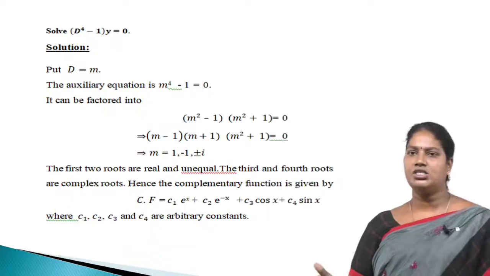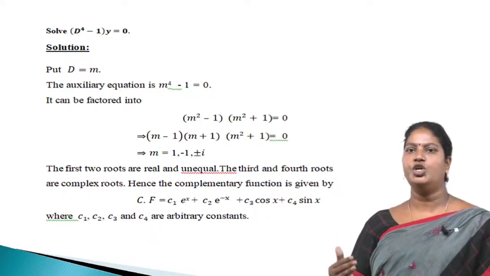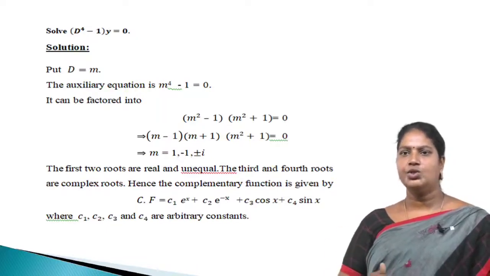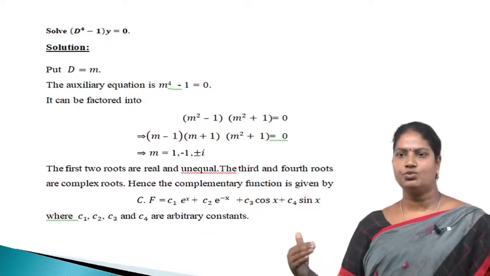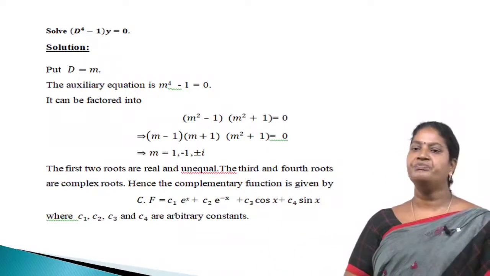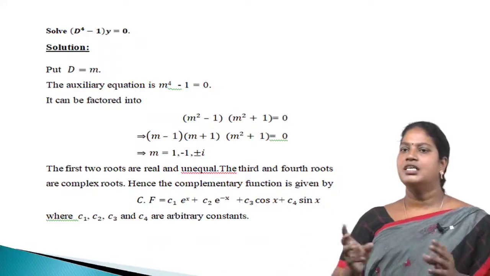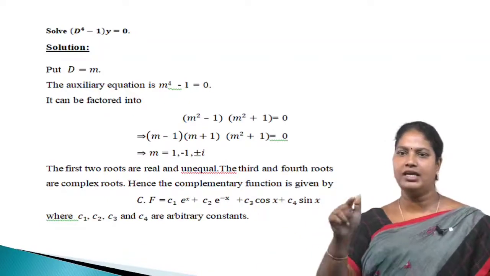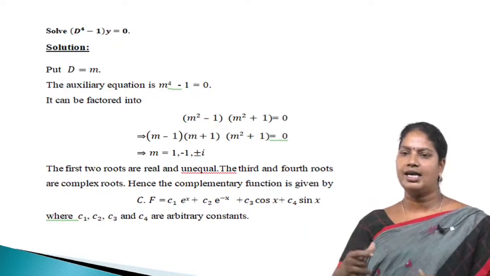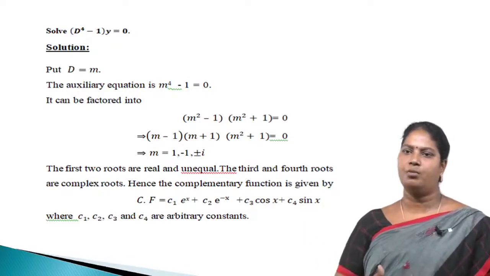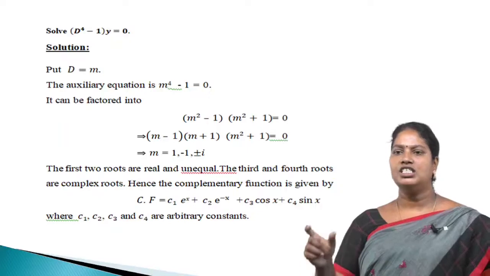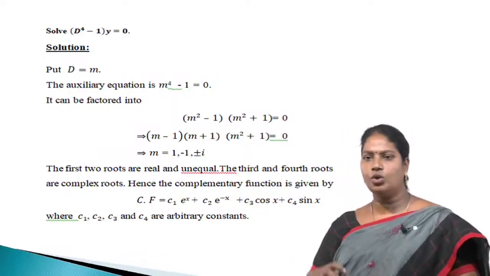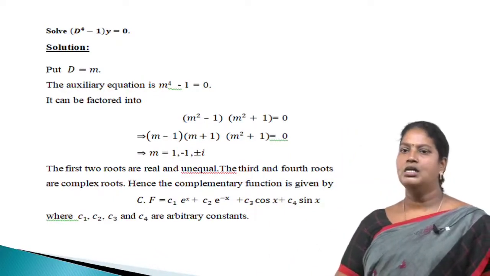So now the last example, solve (D power 4 minus 1) y equal to 0. To solve this problem, we have to substitute D equal to m. So the auxiliary equation is m power 4 minus 1 equal to 0. It can be factored into (m square minus 1) into (m square plus 1). That is, a square minus b square can be written as (a minus b) into (a plus b). We are using the formula here. Next, solve m square minus 1 as (m minus 1) into (m plus 1), again the same formula, into (m square plus 1). So the factored form is (m minus 1)(m plus 1)(m square plus 1) equal to 0. So the solutions will be 1, minus 1, plus or minus i.